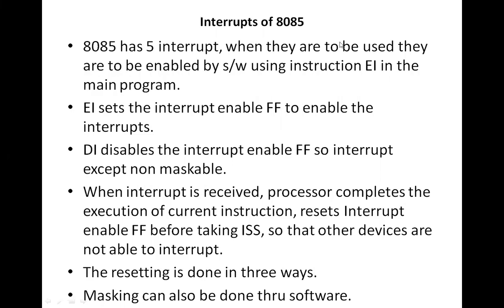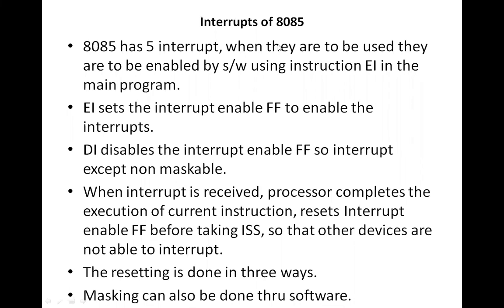So the interrupts of 8085. As you know, Intel 8085 has 5 interrupts, namely TRAP, RST 7.5, 6.5, 5.5 and INTR. And out of these interrupts, TRAP has the highest priority, and then 7.5, 6.5, 5.5 and then INTR. So INTR has the lowest priority.